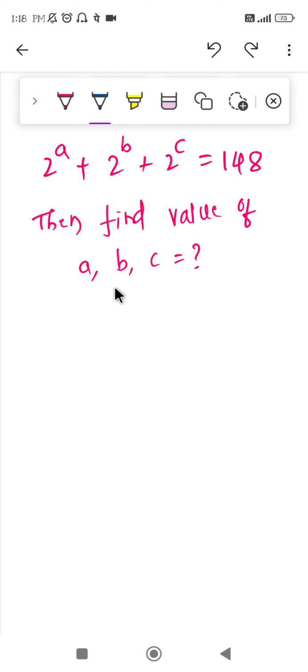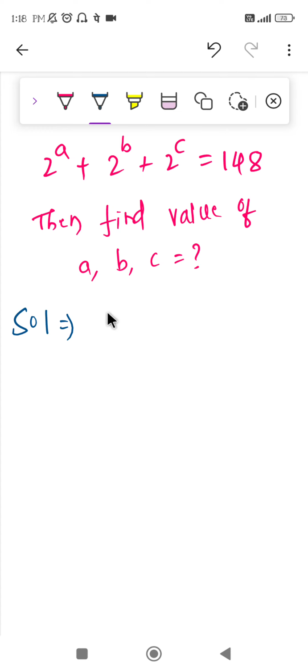So here in this question, 2 to the power of a plus 2 to the power of b plus 2 to the power of c is equal to 148 is given. Then we need to find the value of abc, right? Let's see the solution of this given problem.